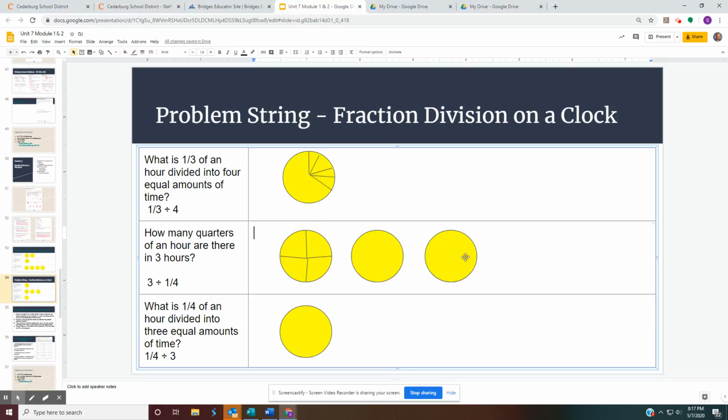We have 3 hours, so 4 in the first hour, 4 in the second hour, 4 in the third hour, which means that we have 12 quarter of an hours in 3 hours.